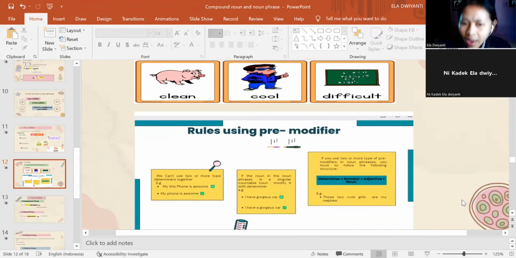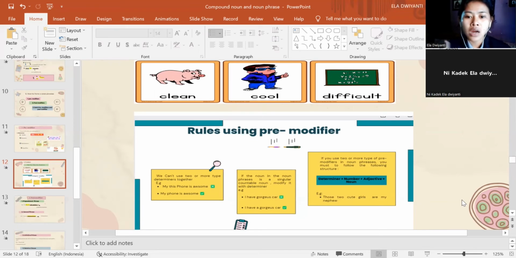The first one, we cannot use two or more types of determiners together. For example, "my this phone is awesome" is wrong. "My phone is awesome" is correct. Or "this phone is awesome" is correct. The second, if the noun in the noun phrase is a singular countable noun, modify it with a determiner.